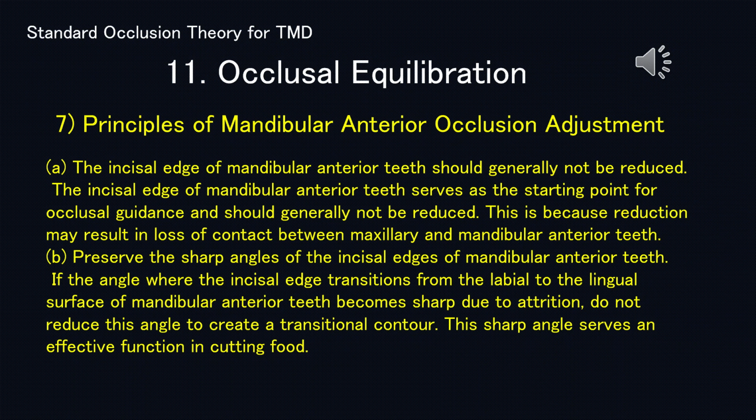B. Preserve the sharp angles of the incisal edges of mandibular anterior teeth. If the angle where the incisal edge transitions from the labial to the lingual surface of mandibular anterior teeth becomes sharp due to attrition, do not reduce this angle to create a transitional contour. This sharp angle serves an effective function in cutting food.